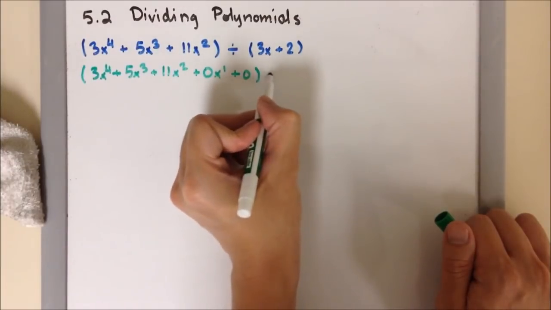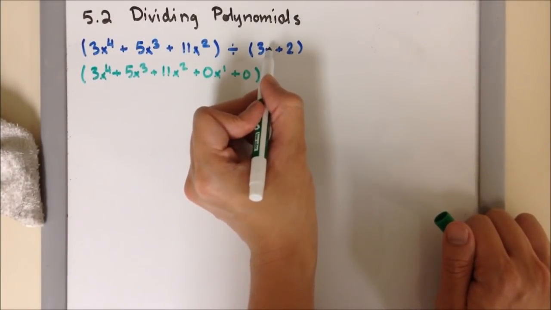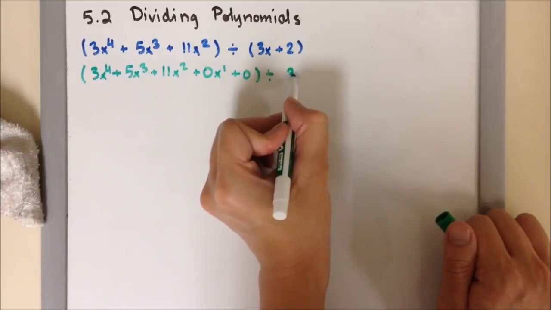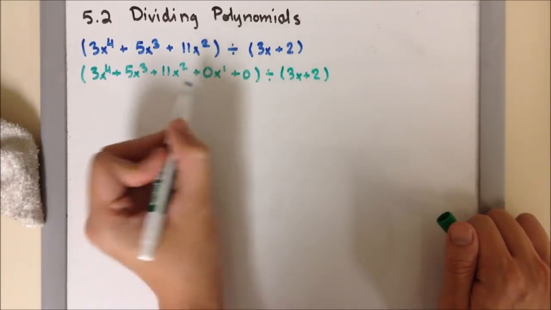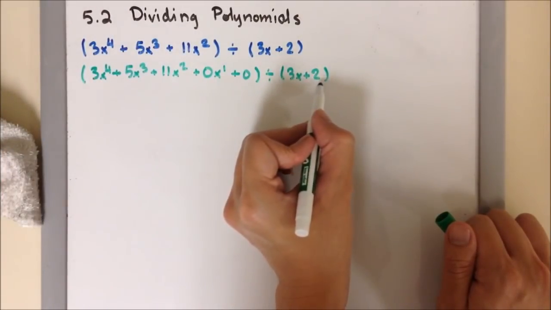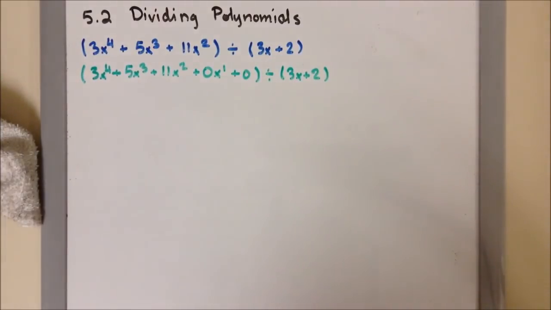And then let's check our divisor. It's 3x to the 1 power. So after that, you should have a constant number. In this case, we do, plus 2. So our divisor is also fine. So I have all the terms I would need in my dividend, and I have all my terms in my divisor. So next, we're going to set up for long division.